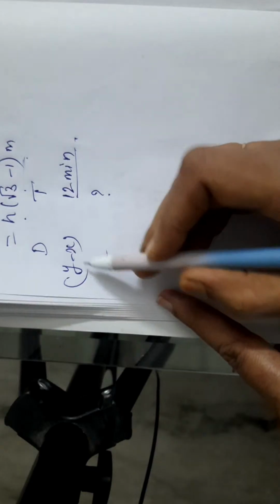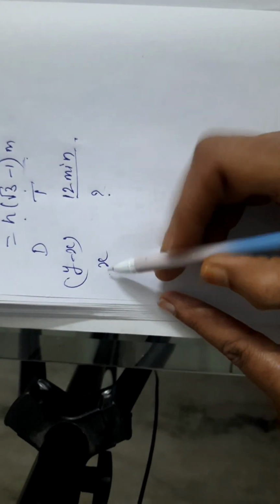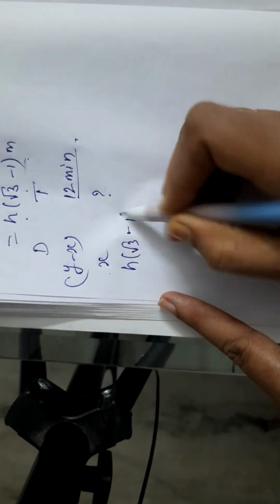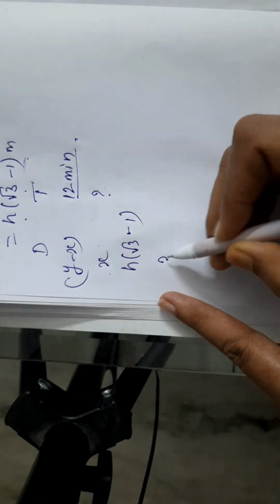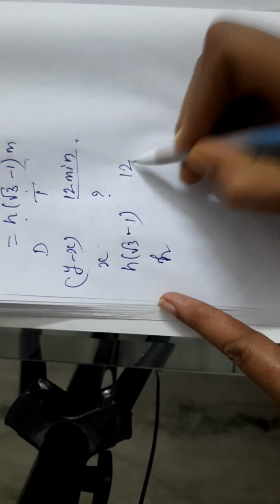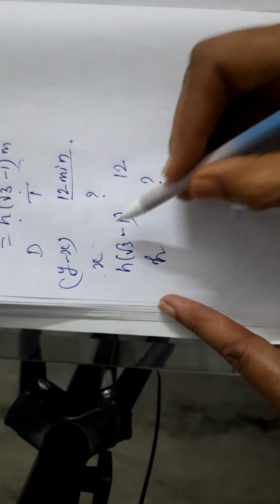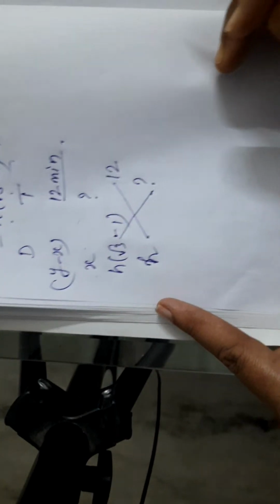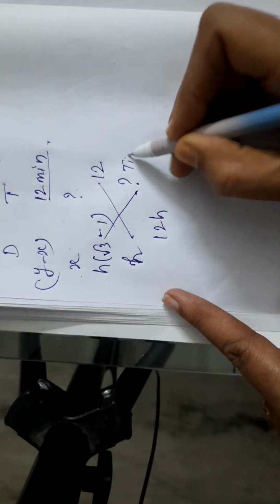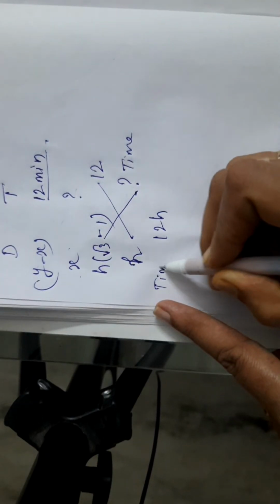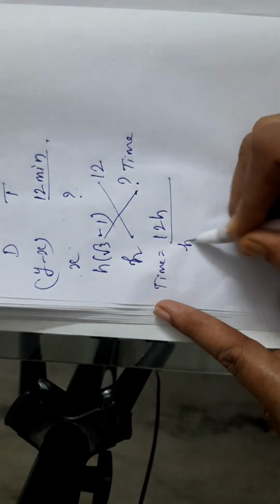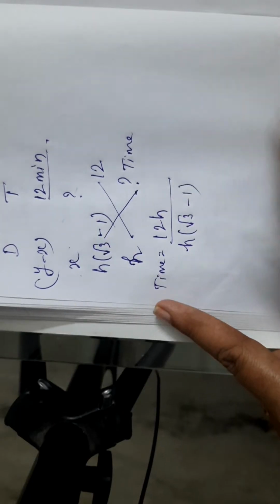So here we'll have cross multiplication. Writing again, h root 3 minus 1, and x was nothing but h. As x and h both were equal, here it is 12, and this is the question mark. So we'll have cross multiplication, 12h. Okay, this we are calculating: time. So time is equal to 12 multiplied by h divided by h root 3 minus 1.